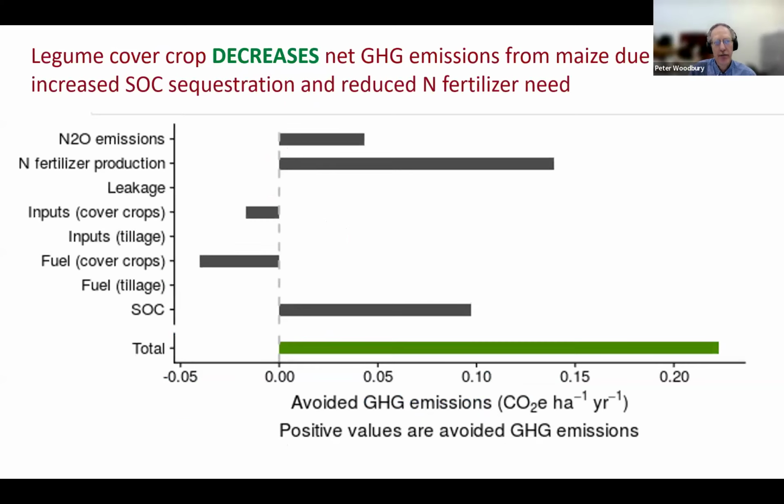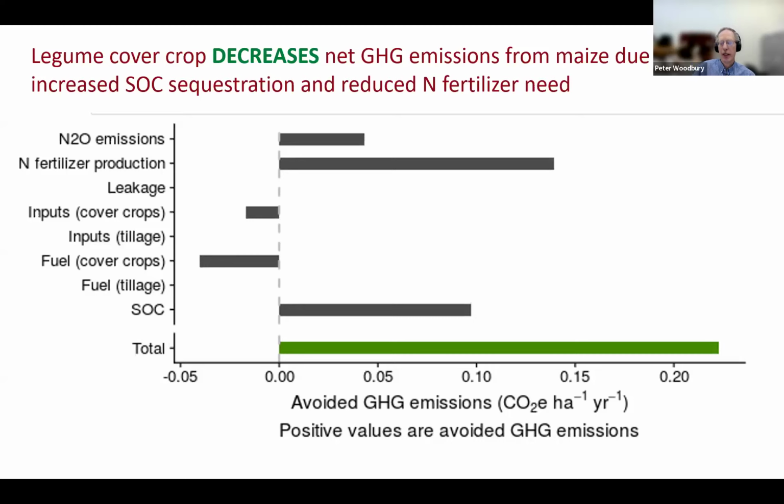So this is the result for a legume cover crop. At the very bottom, it's showing the avoided greenhouse gas emissions. And a positive value is a good thing. So the green bar here means good, which means we're reducing the amount of greenhouse gas emissions. And the green bar shows the total reduction in greenhouse gas emissions from using a cover crop. And the units are carbon dioxide equivalents per hectare per year.